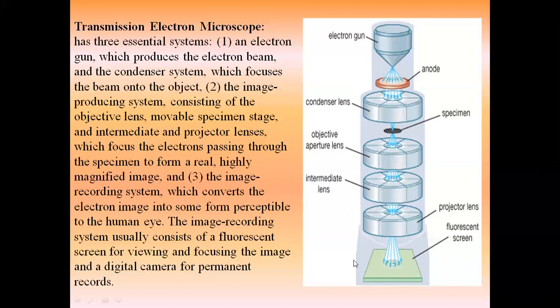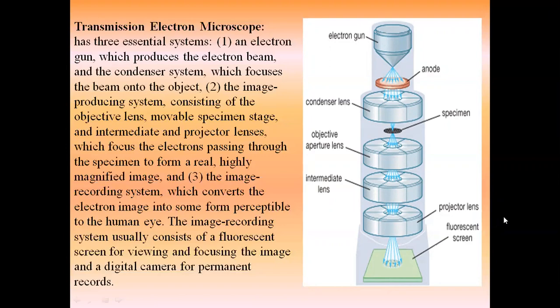Now the third part is the image recording system, which converts the electron image into some form perceptible to the human eye. The image recording system usually consists of a fluorescent screen for viewing and focusing the image, and a digital camera for permanent records. So there will be a fluorescent screen, and apart from that, there can be a CCD or digital camera which can record the image.